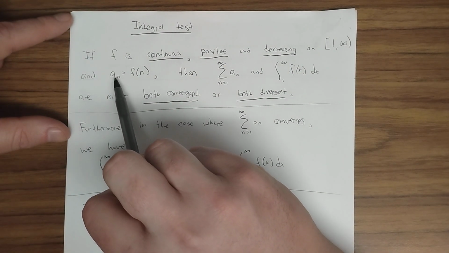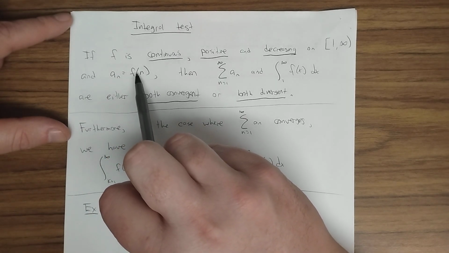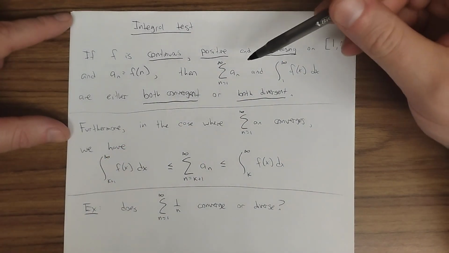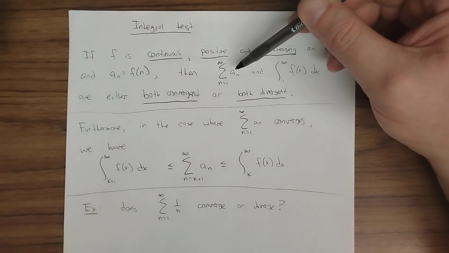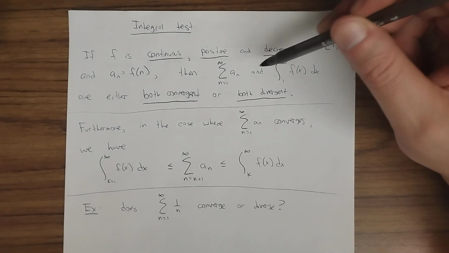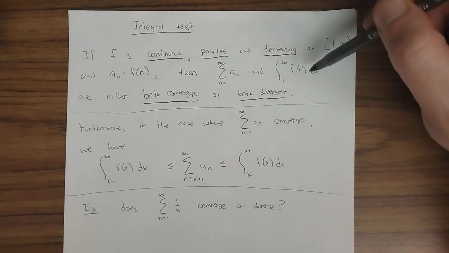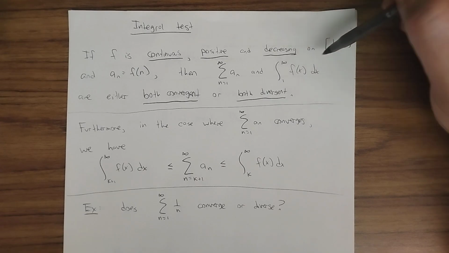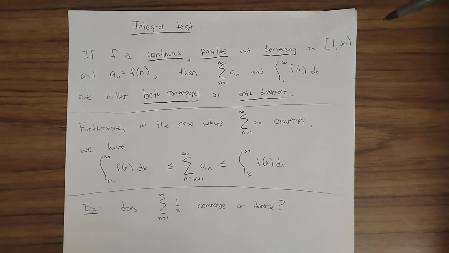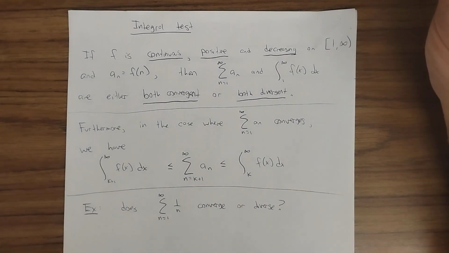And we're going to talk about a series whose terms, a sub n, are given by this same formula, f of n. So we are talking about this series whose terms are a sub n. And what this test does is it basically tells us that this series and this indefinite integral, where I integrate from 1 to infinity of this function f of x, they both do the same thing in the sense that either they both converge or they both diverge.